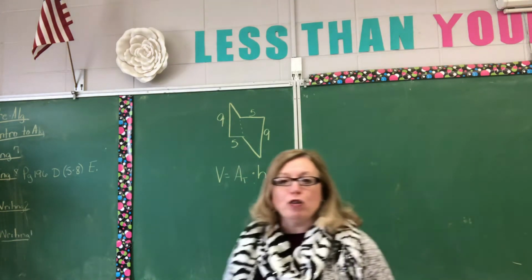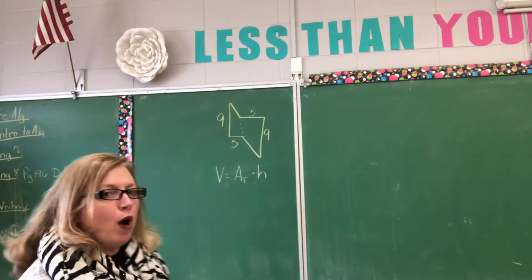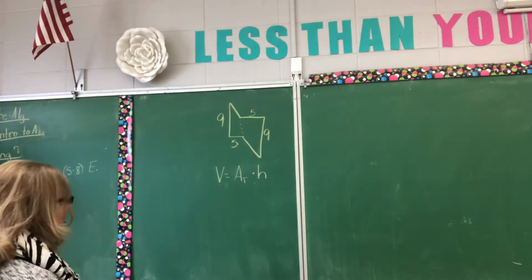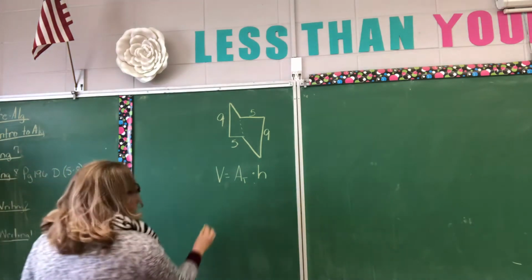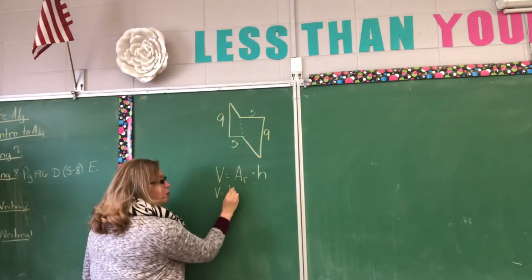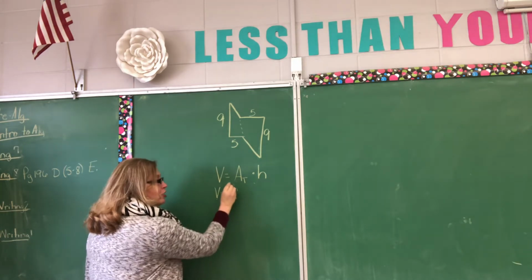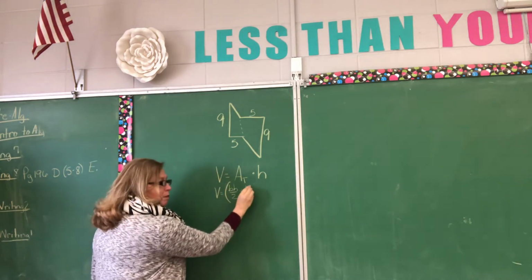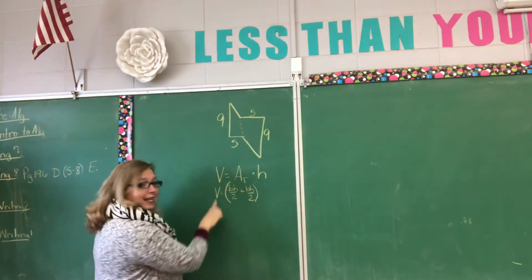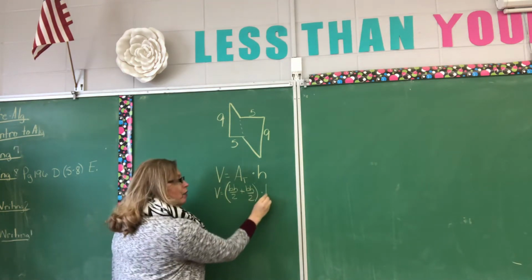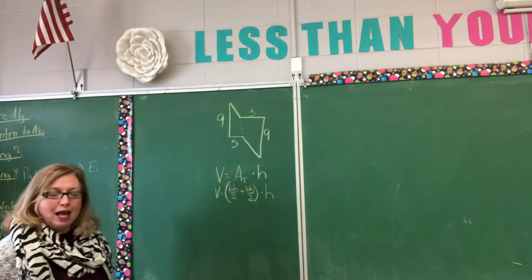So I have to look at my figure and say, what are my shapes? Well, my shapes are very simple because my shapes are both triangles. So the volume equals base times height divided by 2 plus base times height divided by 2. Once I get my total area, I'm going to multiply that by the height.